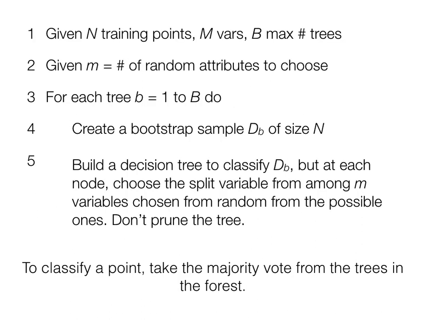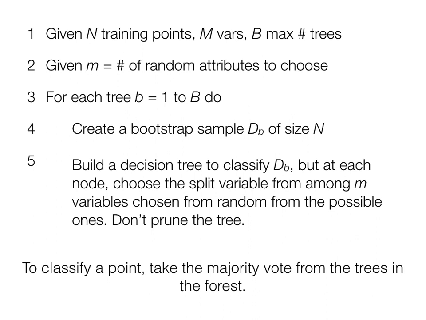This is how the algorithm works. Given n training points and m variables, where b is the number of trees and little m is the number of random attributes to choose, for each of the trees that we want to build, b, we're going to do the following. First, create a bootstrap sample D_b of size n, so we choose the same number of data points. That's exactly like we did with the bagging beforehand. The second thing we do is build a decision tree to classify that training set D_b, but at each node, we're only allowed to choose the split variable from among little m variables, chosen at random from the possible ones.